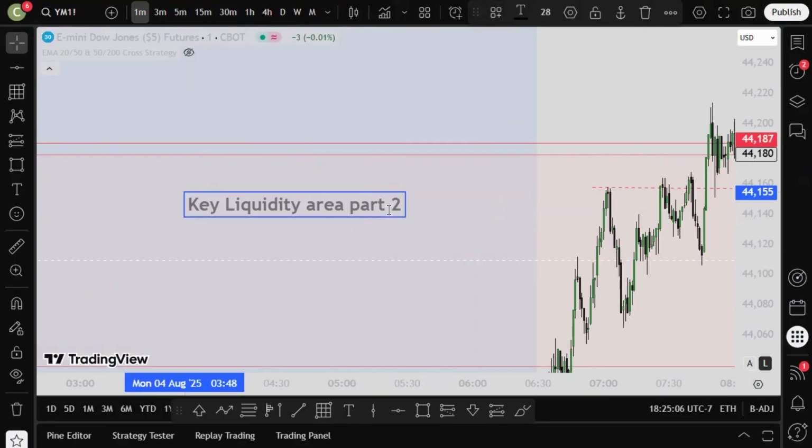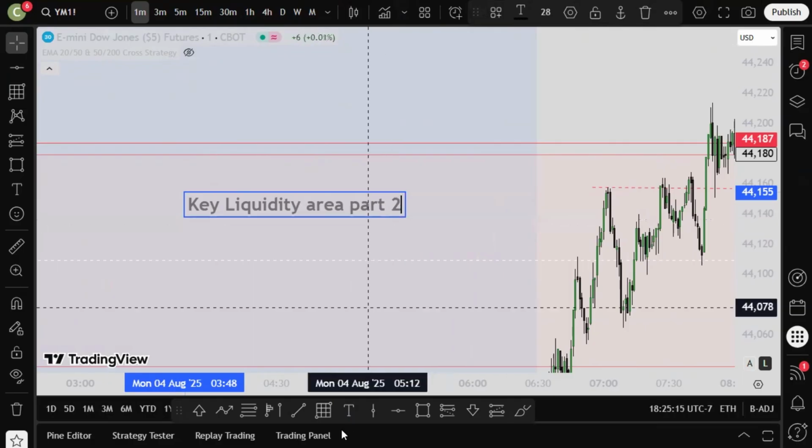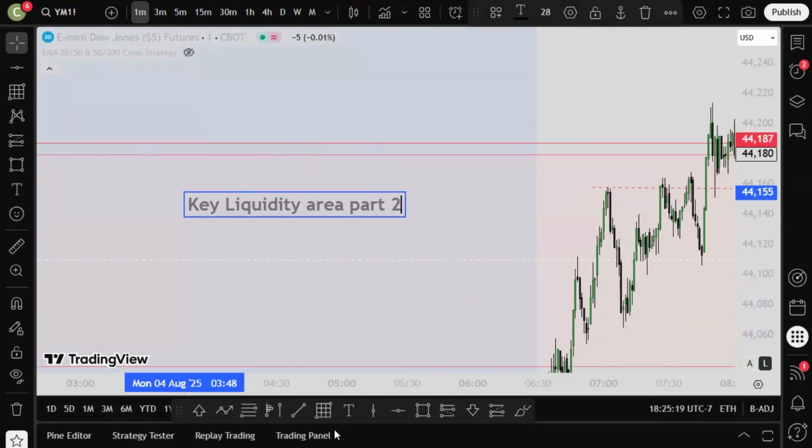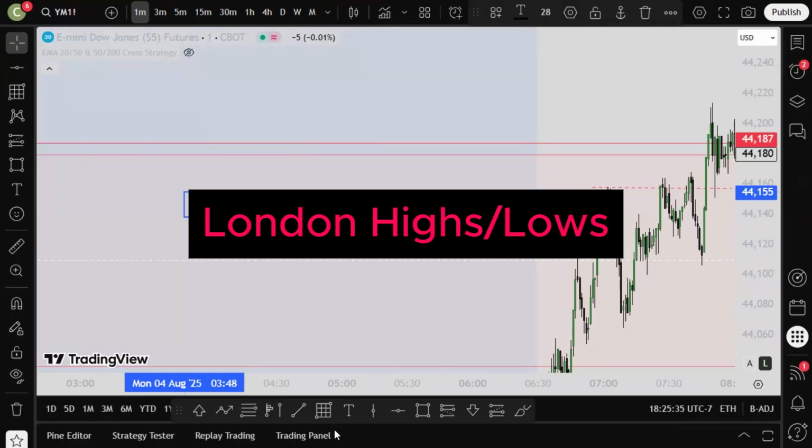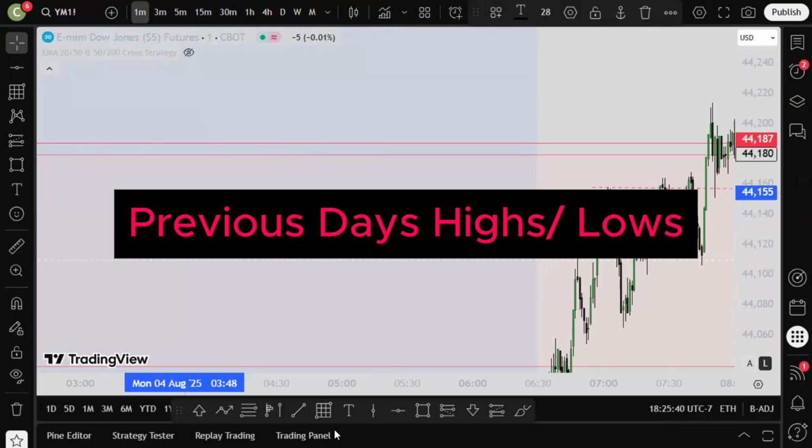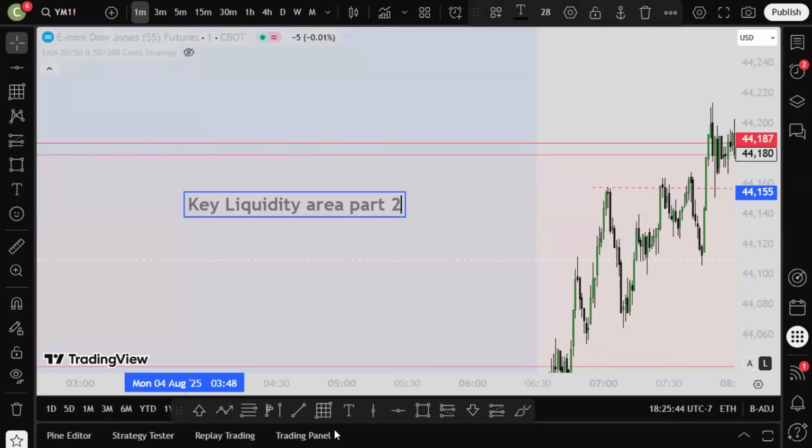Liquidity areas part 2. In the last video, titled key liquidity areas, I made a list of the key liquidity areas that price must trade run on before you can enter a trade or look for a trade model, entry model. Those were London highs and lows, the Asian highs and lows, previous day's highs and lows, and the highs and lows of the day.